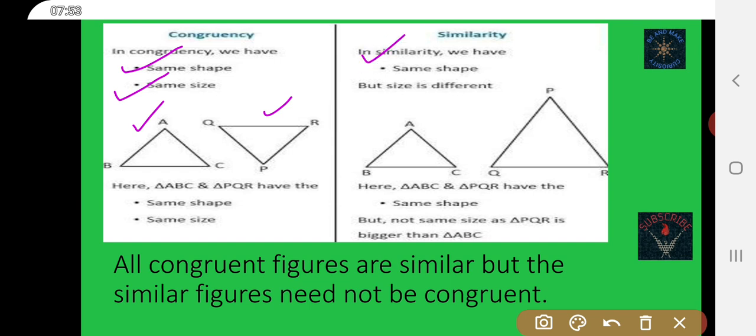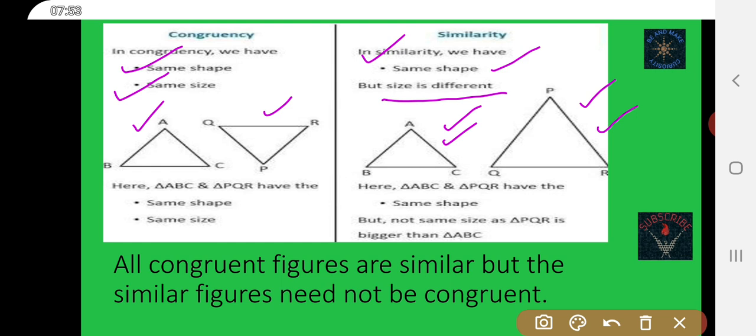Here you see the shape of the two triangles is the same. This is an equilateral triangle, this is also an equilateral triangle, so their shape is the same but the size is different. This is the smaller one, this is bigger, so the size is different.